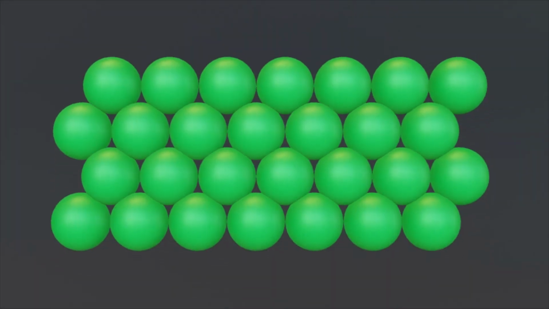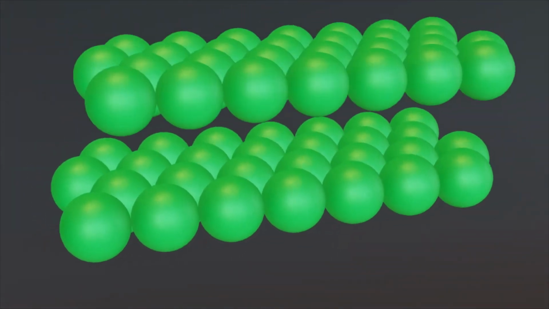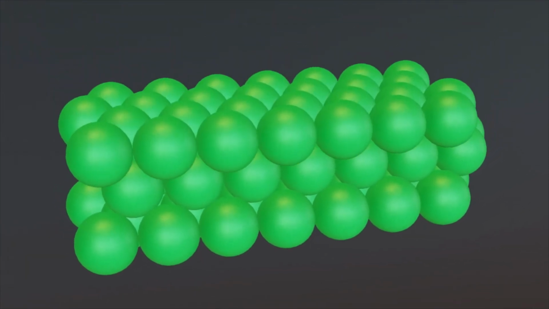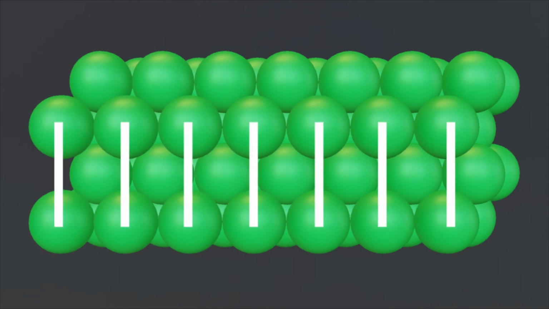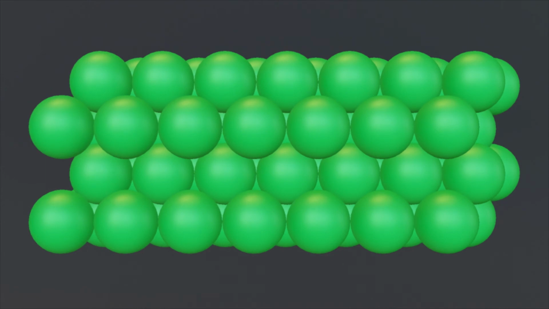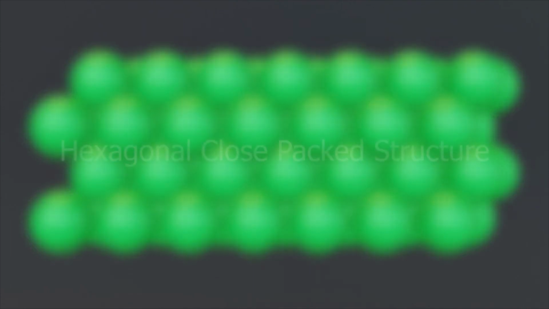Tetrahedral voids of the second layer may be covered by the spheres of the third layer. In this case, the spheres of the third layer are exactly aligned with those of the first layer. Thus, the pattern of the spheres is repeated in alternate layers. This pattern is often written as ABAB pattern. This structure is called hexagonal close packed structure.